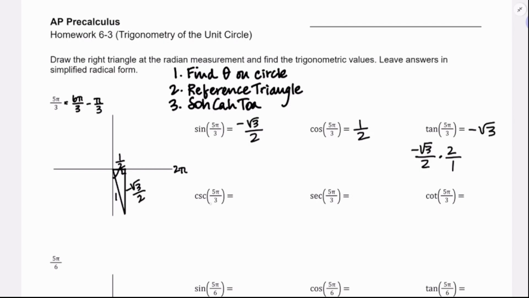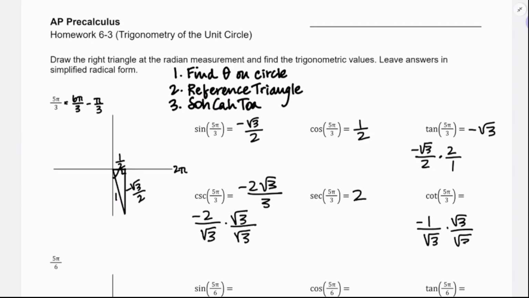And then for these, cosecant is the reciprocal of sine, so I'm going to say, all right, that's negative 2 over square root 3. So that's negative 2 root 3 over 3. Secant of 5 pi over 3 is going to be positive 2 over 1. And then cotangent is negative 1 over the square root of 3. It's going to be negative root 3 over 3.